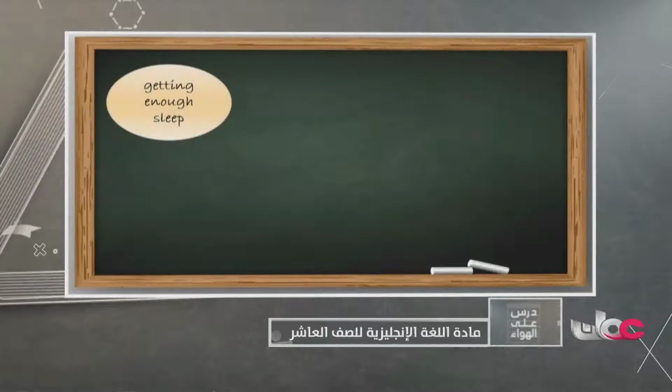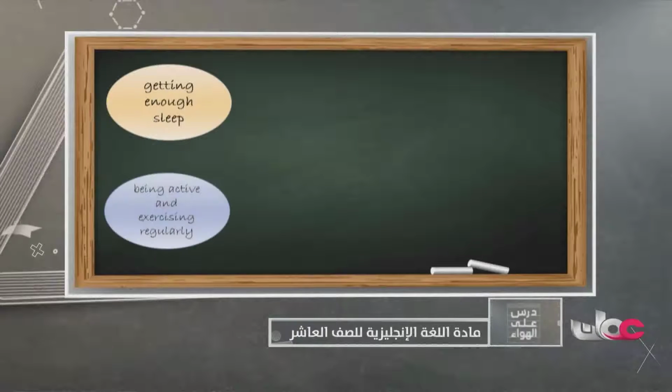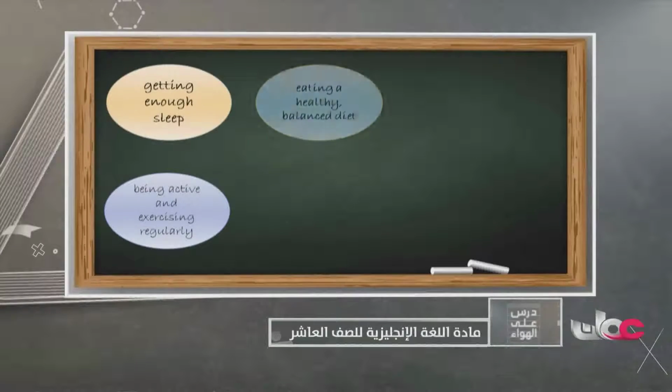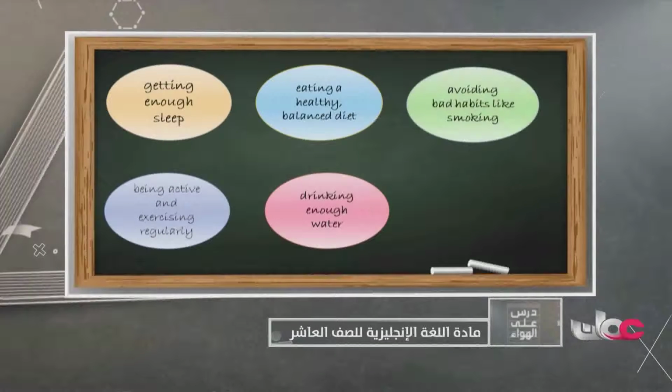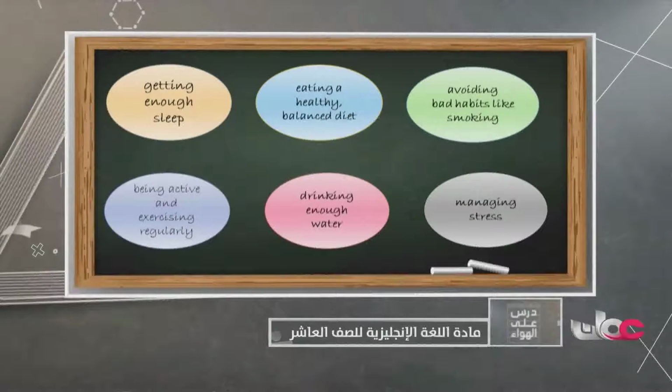So let's order them. Getting enough sleep is the most important. Then being active and exercising in a regular way is the second one. The third one, eating a healthy, balanced diet. Then drinking enough water. Then avoiding bad habits like smoking and managing stress. So we order them from the most to the least important. Okay, then guys, we want you to go to activity number 2.